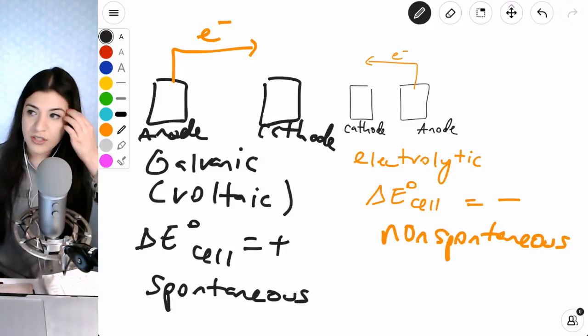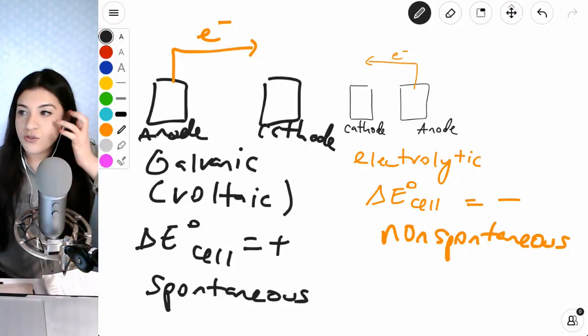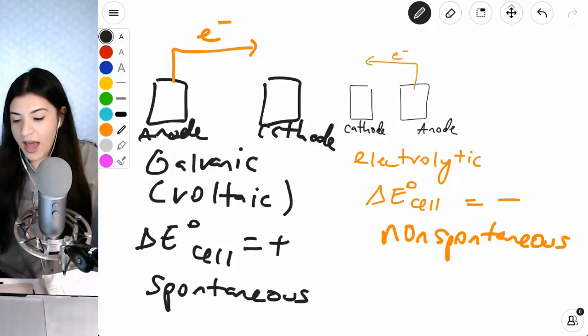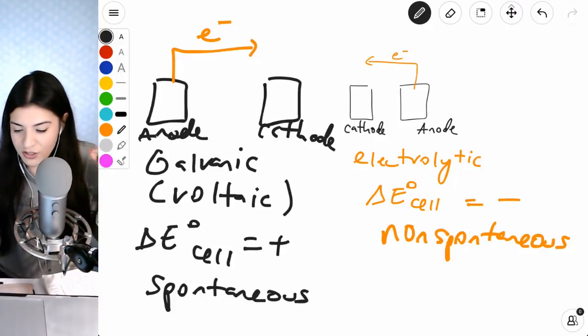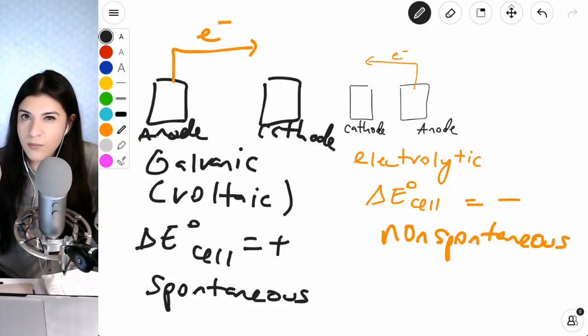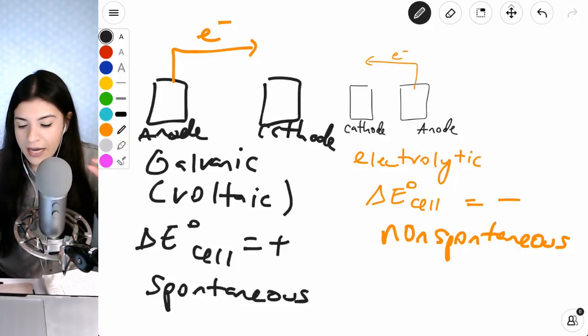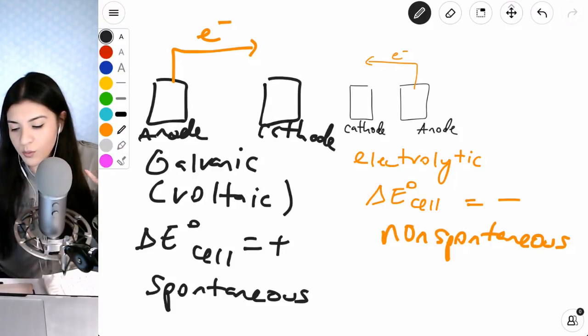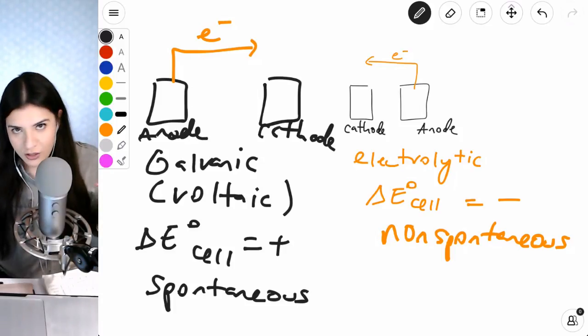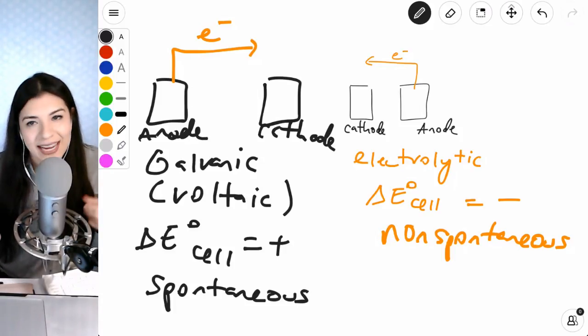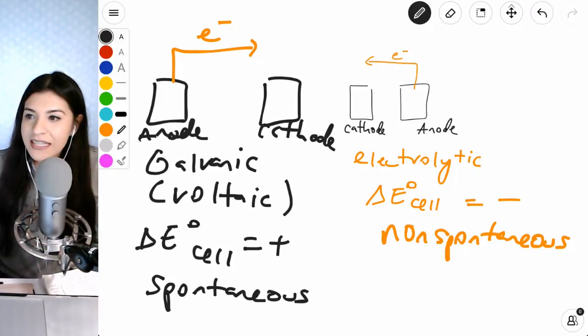So those are the major differences for everybody who's struggling with galvanic and electrolytic cells. That's something to definitely know, and I've seen those types of questions. The questions I would most likely see on your exam for this would be either calculating the cell potential and saying what type of cell it is, whether it's galvanic or electrolytic. So definitely know that. Okay, I'm going to move on to the next question from Tuyen.